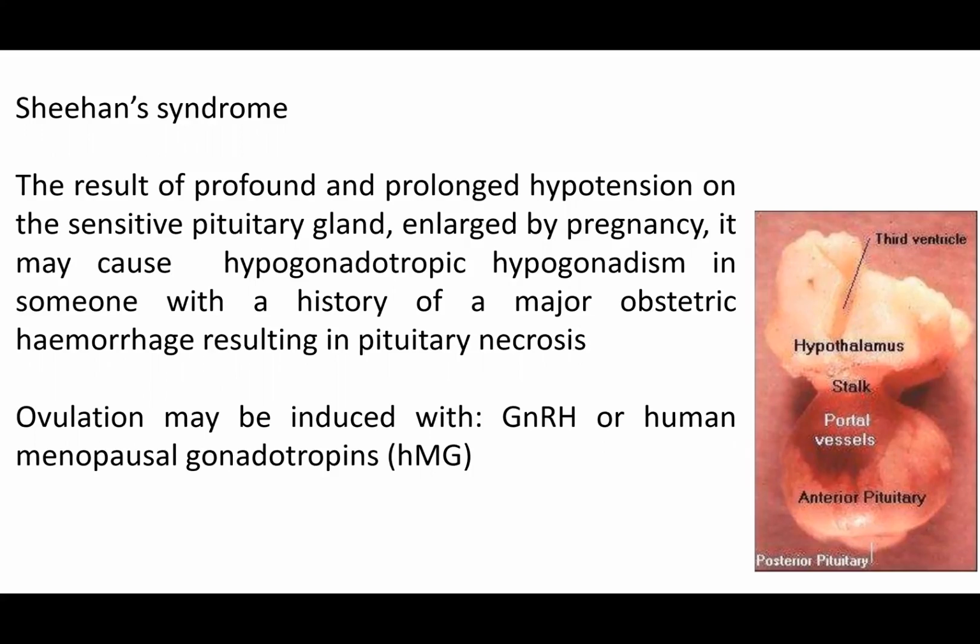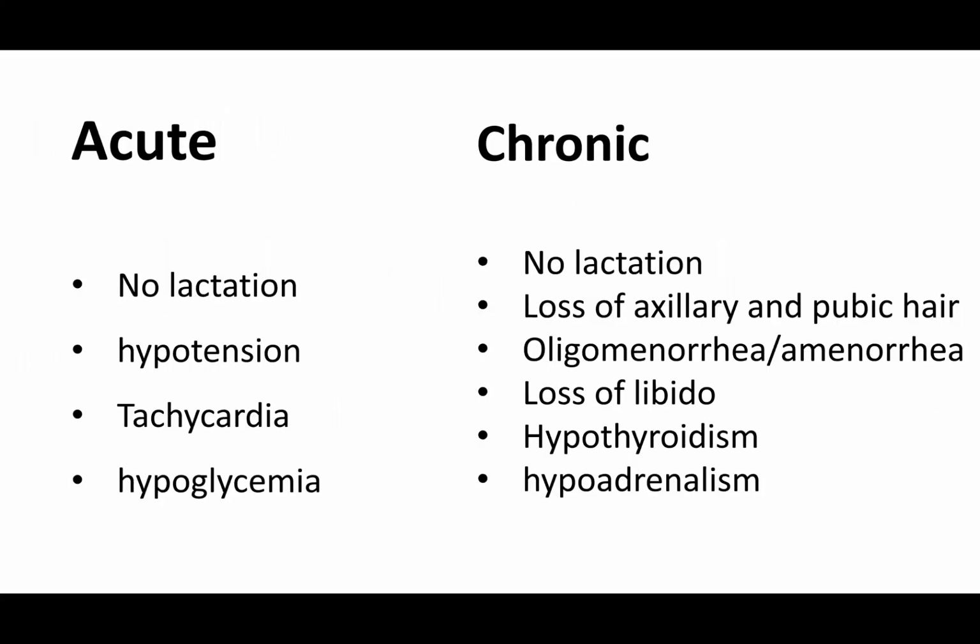We may induce ovulation, and they can achieve pregnancy, of course, because the ovaries are okay, through gonadotrophin releasing hormone or human menopausal gonadotrophin. In the acute presentation, after delivery, the patient finds that she cannot breastfeed the baby. She may complain of hypotension, tachycardia, and hypoglycemia. On the chronic side, she also still cannot breastfeed her baby. She will have loss of axillary and pubic hair. Her cycles may be absent or scanty. There may be features of hypothyroidism and hypoadrenalism if that part of the pituitary is involved.